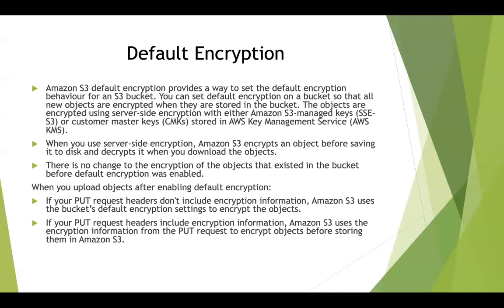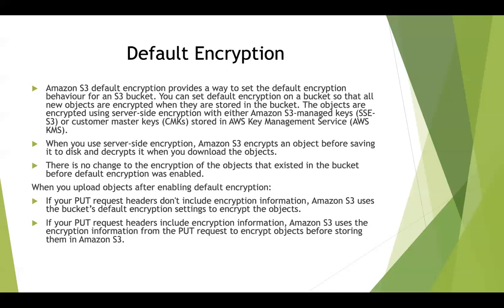And then suppose you're uploading objects to an S3 bucket with default encryption enabled. If your put request headers do not contain any kind of encryption information, Amazon S3 uses the bucket's default encryption settings that you have enabled on the bucket. Or if you present any kind of encryption information, then S3 uses that encryption information that you present through the put request headers.